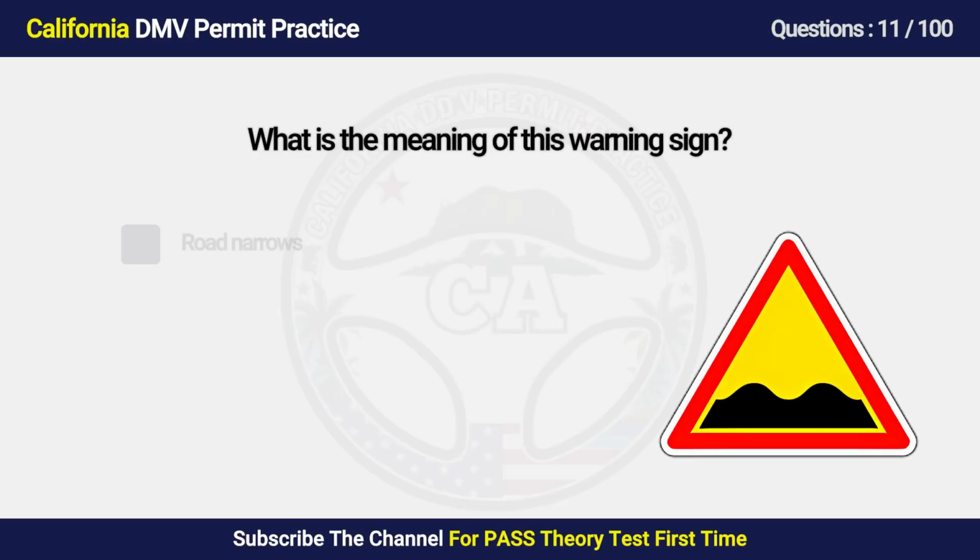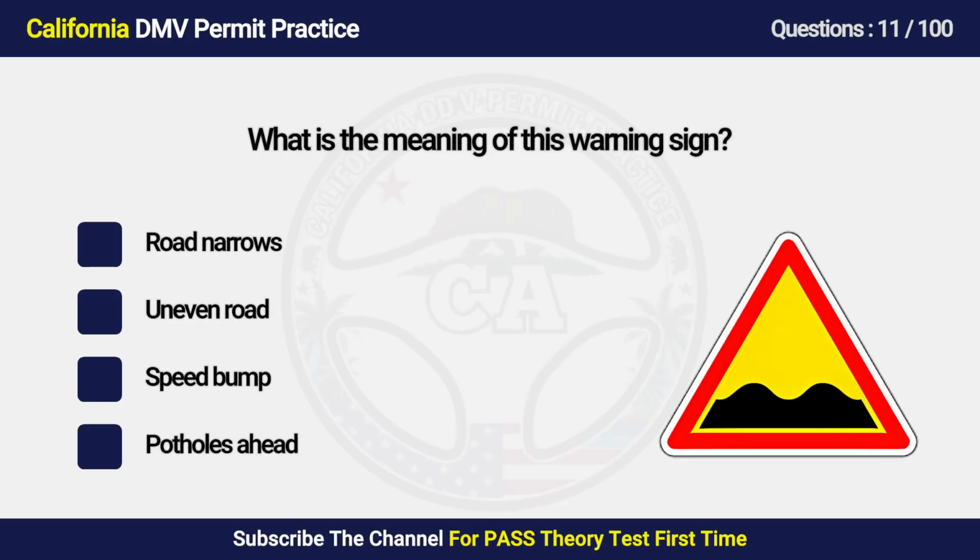Question 11. What is the meaning of this warning sign? A. Road narrows. B. Uneven road. C. Speed bump. D. Dip ahead.